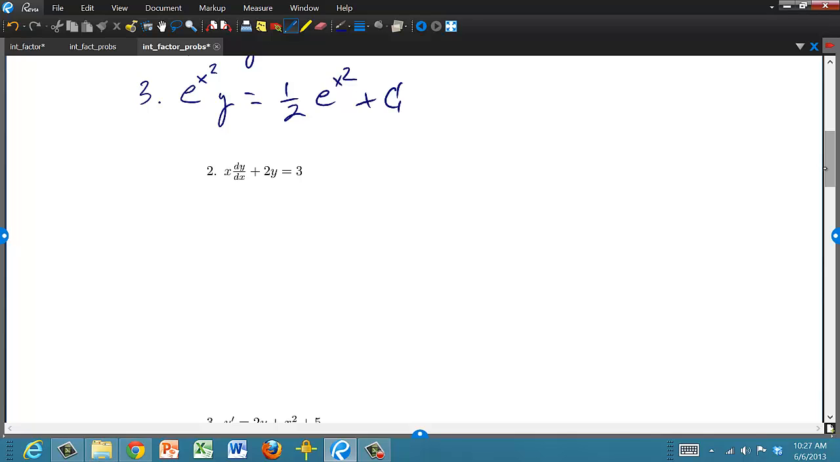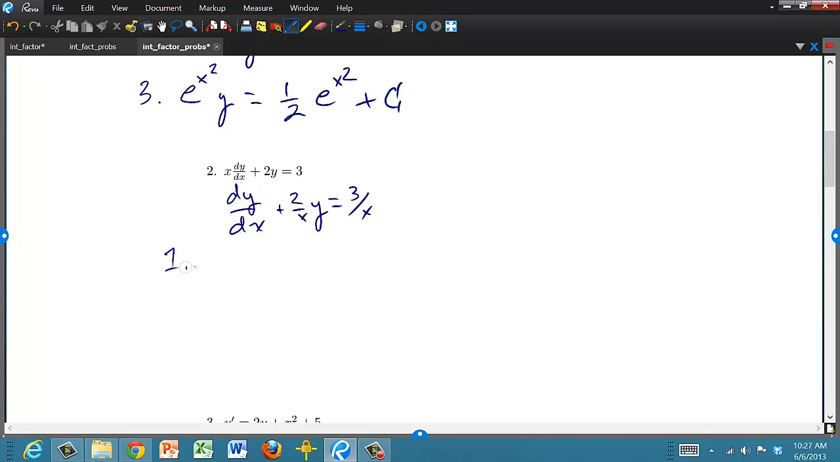Number 2 is only slightly more difficult. It's not in standard form, so the first thing you should do is put it in standard form. If you don't put it in standard form first, your calculation of the integrating factor will be all wrong. So in standard form, you get dy/dx plus 2 over x y equals 3 over x.